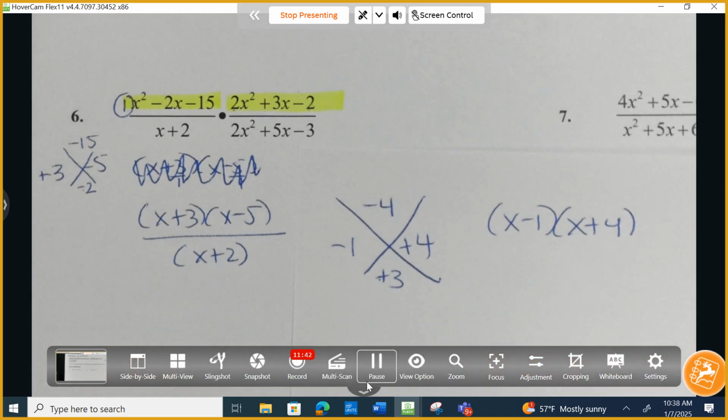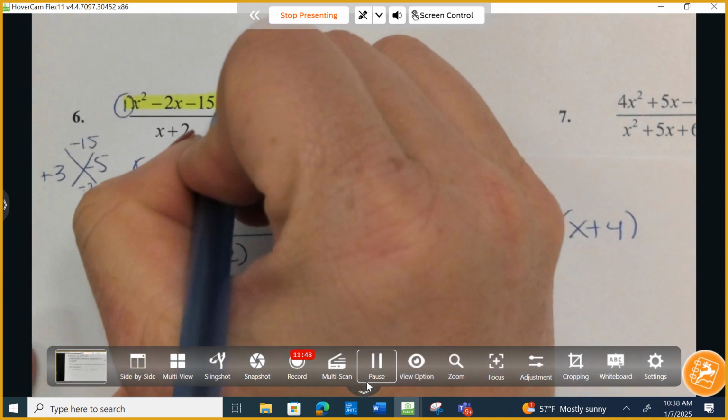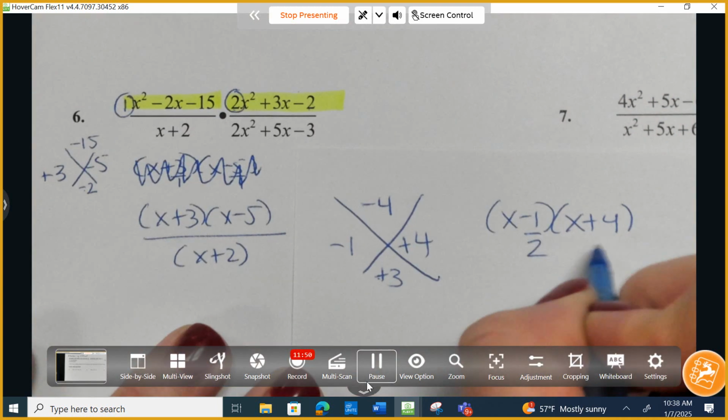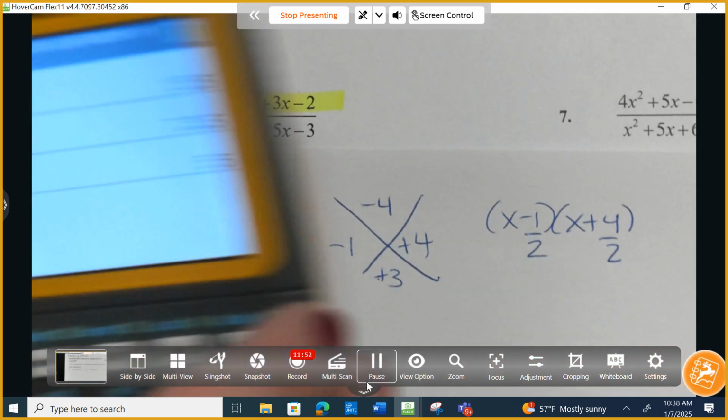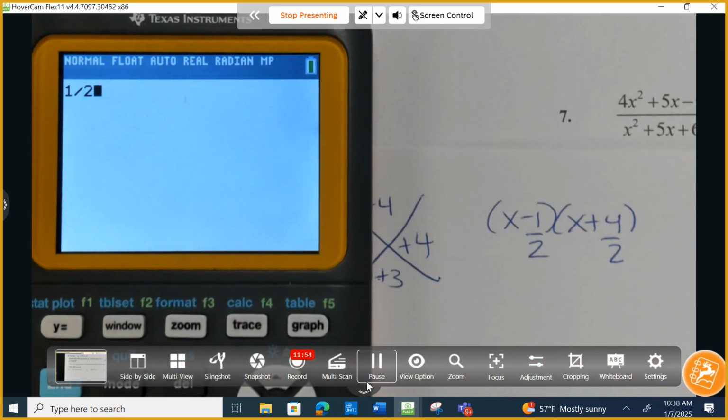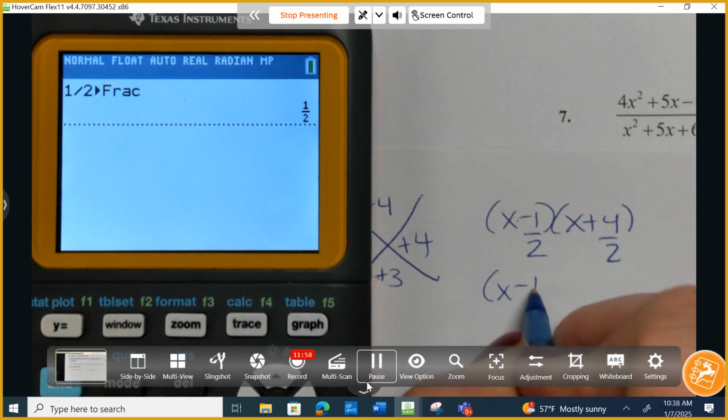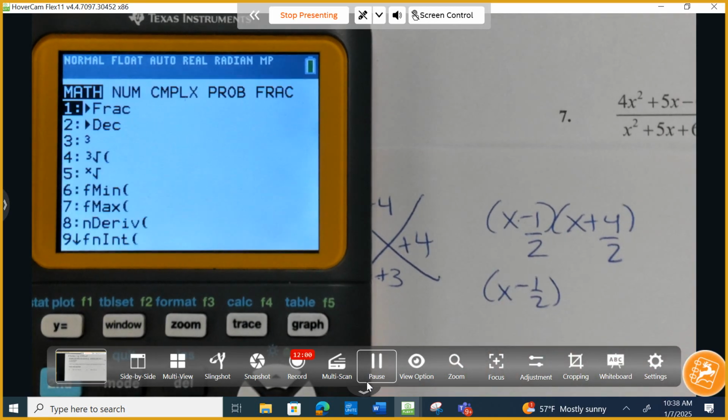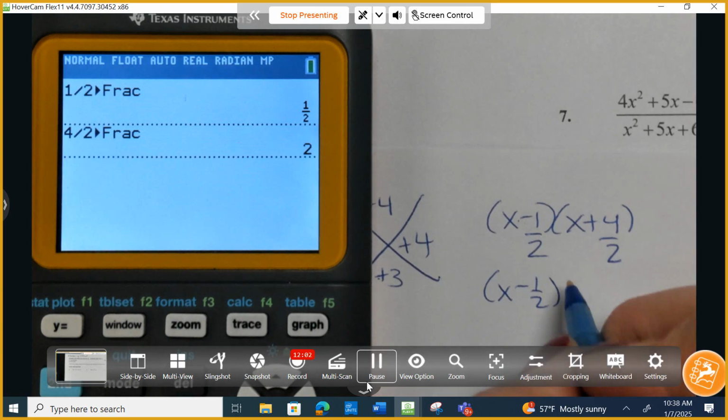And here's why Mr. McFarland hated this method. Because too many students would do this, which is great, but they would forget that that leading coefficient has to go on the bottom. And then you grab your calculator, and I go 1 divided by 2. Don't worry about the negative sign. I simplified. Okay, it does not simplify. And then I go 4 divided by 2. Oh, it simplifies to a 2.